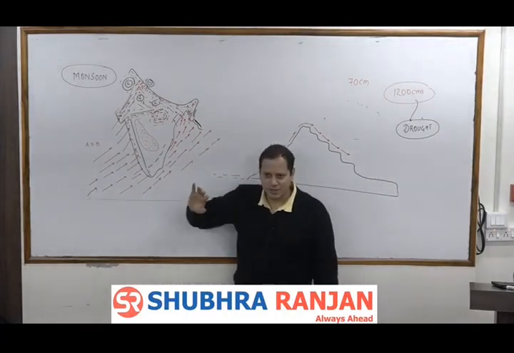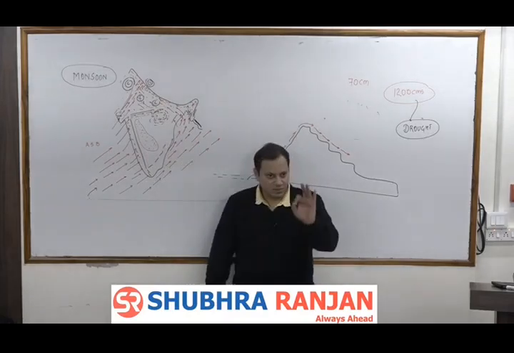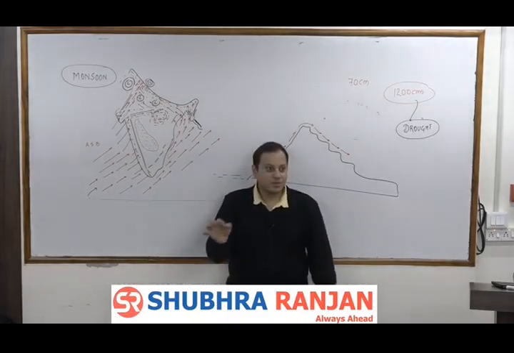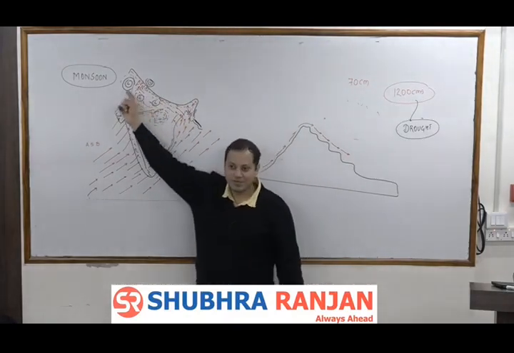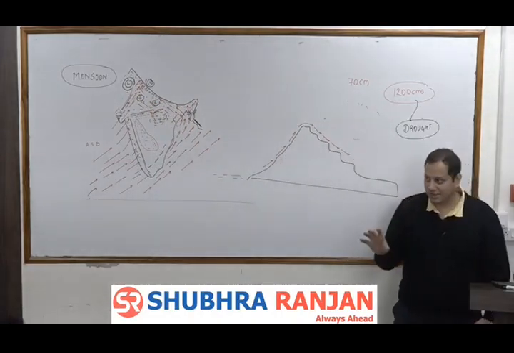True or false? Yes, rainfall decreases from west to east. True. Second statement, in India the rainfall decreases from east to west. Yes, in India the rainfall decreases from east to west. ऐसा पूछा था, which of the above statements are correct?